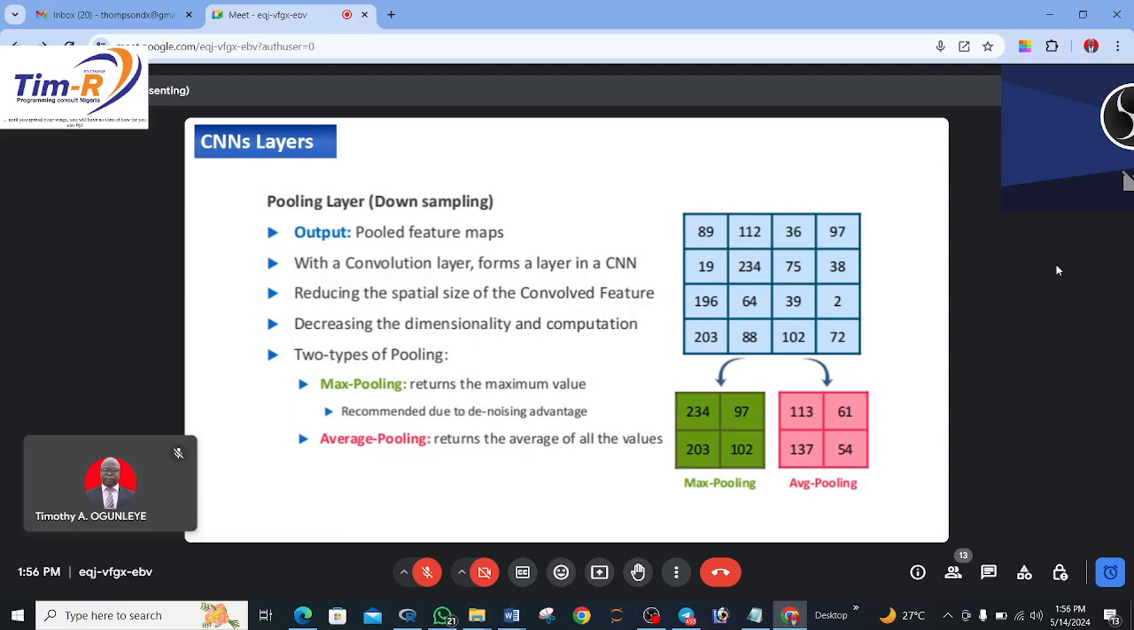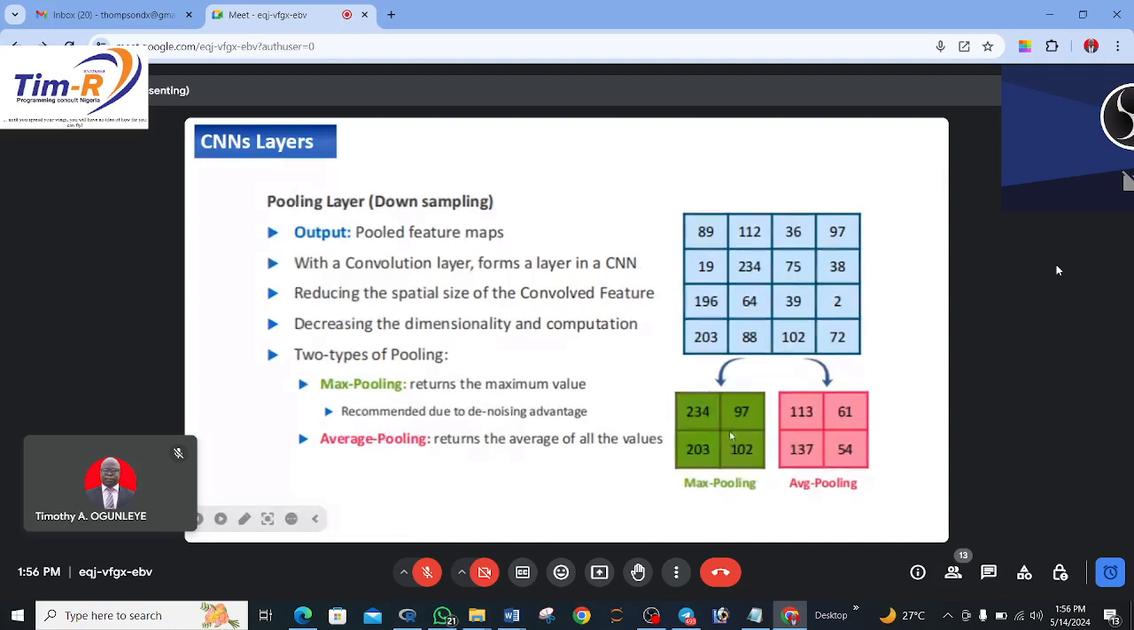So for the CNN architecture, there are two types of pooling that we have: max pooling and average pooling. Max pooling returns the maximum value, and it is recommended due to the noise-reduction advantage. Max pooling is much more used than average pooling. Average pooling returns the average of all the values. For example, in this case, this is max pooling.